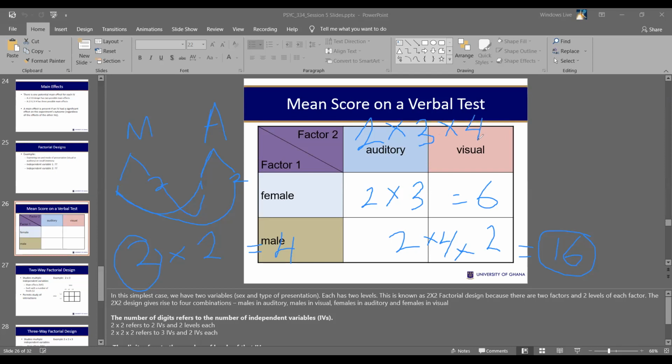How many IVs? So my question to the class, we have less than 5 minutes, so let's be snappy about this. The question has to do with a 2x3x4 factorial design. My question is, how many IVs can you find in this? Also, how many main effects can you find? And how many interaction effects can you also find?